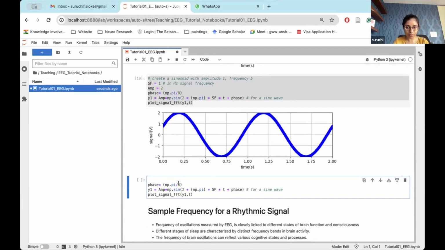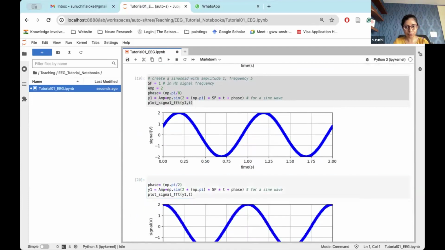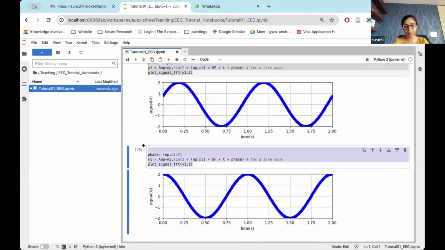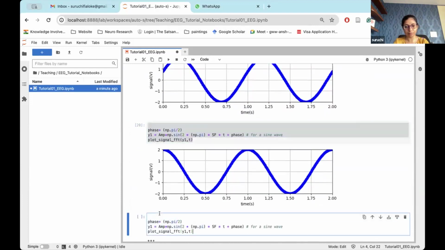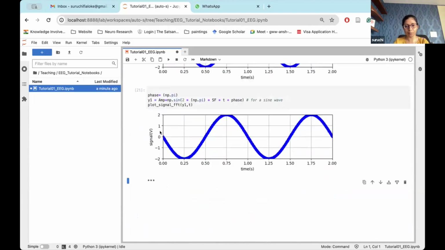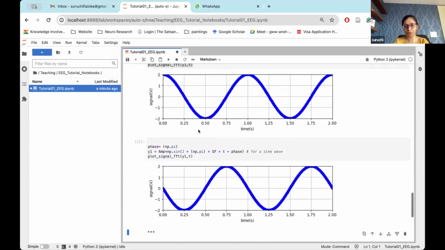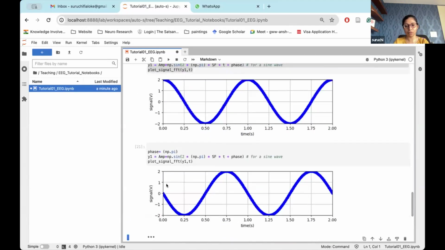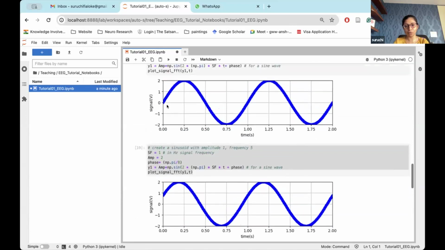I'll change it to pi by 2. Can you see now? Let's make it even higher. We'll make it 180 degrees, making it pi, so it will just flip. Here it was 0, here also it is 0, but then from 0 it goes to the positive direction first and then the negative direction. So it's almost like you've shifted it at t equal to 0. That's a phase difference of pi.